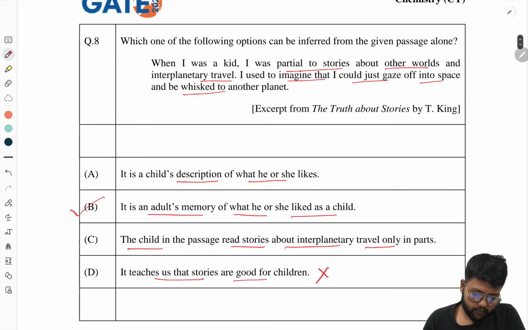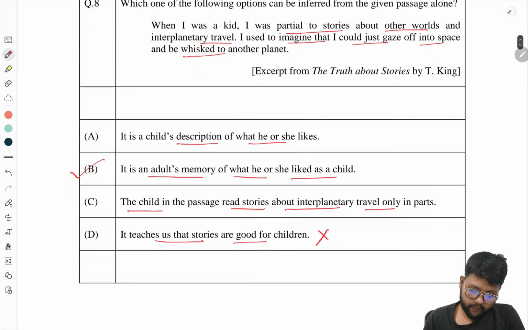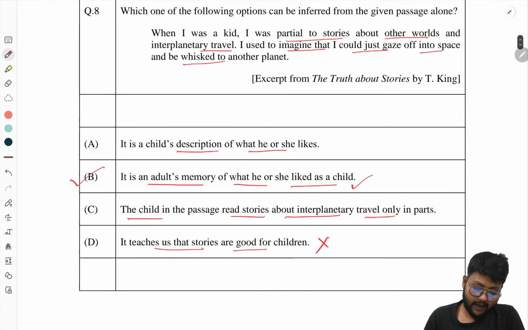So the most appropriate is the B answer, because you can say it is an adult's memory. The person is memorizing that when he was a child, he liked this. So this is our correct answer. It's an adult's memory of what he or she liked as a child.